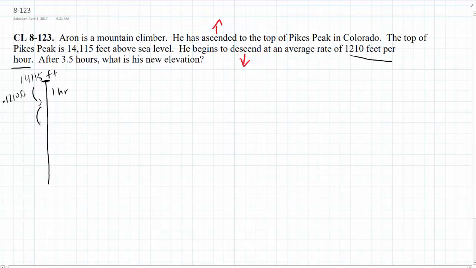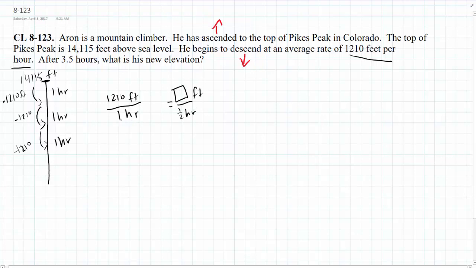Okay, so after 3 hours he went down a certain amount, but then we have another half an hour. So we have to figure out, okay, what if he goes 1,210 feet in 1 hour? If his rate's 1,210 feet per 1 hour, how much does he go in half an hour? How many feet does he go in half an hour?